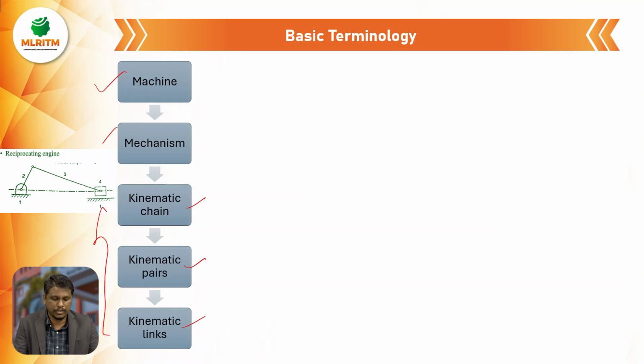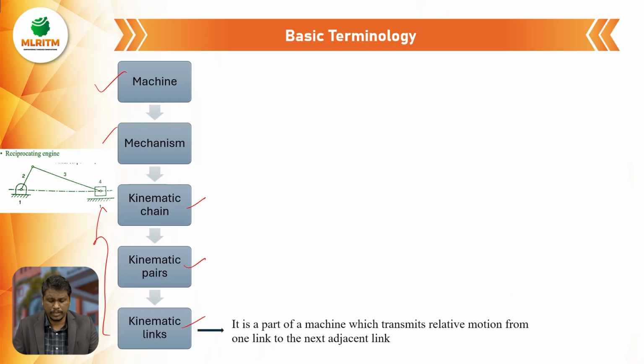So we can see the definition of all these elements. First one, kinematic link. It is a part of a machine which transmits relative motion from one link to the next adjacent link. A link is nothing but a rigid body. We have already discussed that a mechanism is made up of a number of rigid bodies only. A rigid body we can consider as a rod or something like that. If I give any motion to that rod, it should transmit the motion to the connected link, from this link to that link.